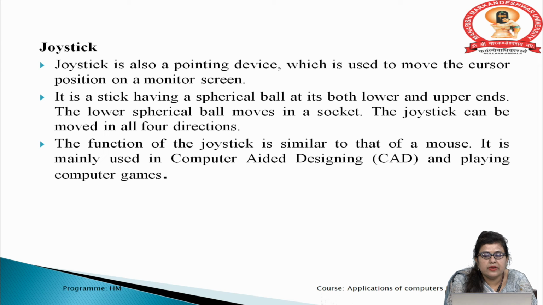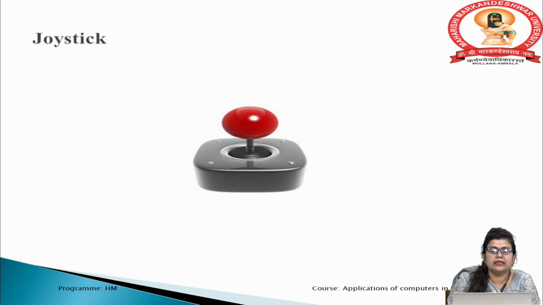Then comes the joystick. Joystick is a pointing device which is used to move the cursor position on the screen. It is a stick having a spherical ball at its lower and upper ends. The lower spherical ball moves in a socket. Joysticks can move in all four directions. It is used in computer aided designing or in playing computer games. Like this, in gaming consoles we use this joystick.